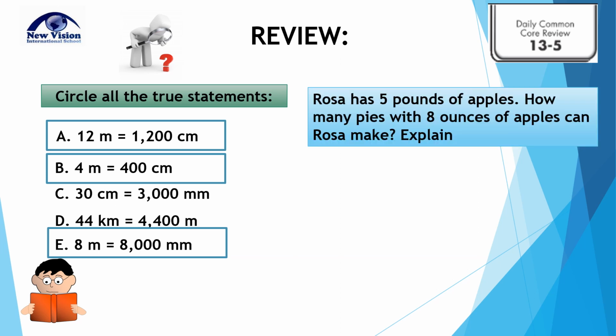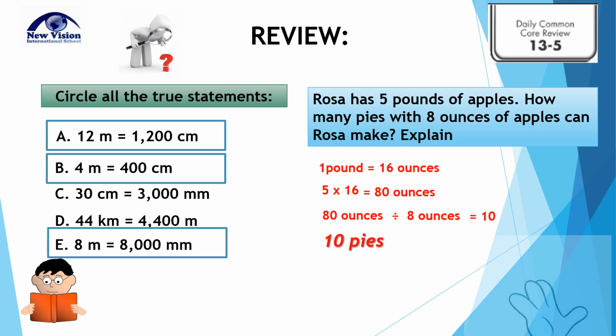Another. Rosa has 5 pounds of apples. How many pies with 8 ounces of apples can Rosa make? Explain. Take note. 1 pound equals 16 ounces. So 5 times 16 equals 80 ounces. Great. Then we have to divide 80 by 8. So 80 ounces divided by 8 ounces. Very good. It's 10. Therefore, the answer is 10 pies.